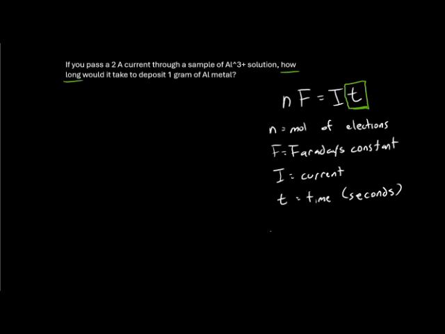Now, our current is also given in this problem as 2 amps, which means we know the I, that's the current. Faraday's constant is always the same number, 96,485. That means we know F. However, n is a little bit more troublesome. We need to look at the reaction that's taking place and figure out how many moles of electrons are changing hands. In this question, we are given Al3+.